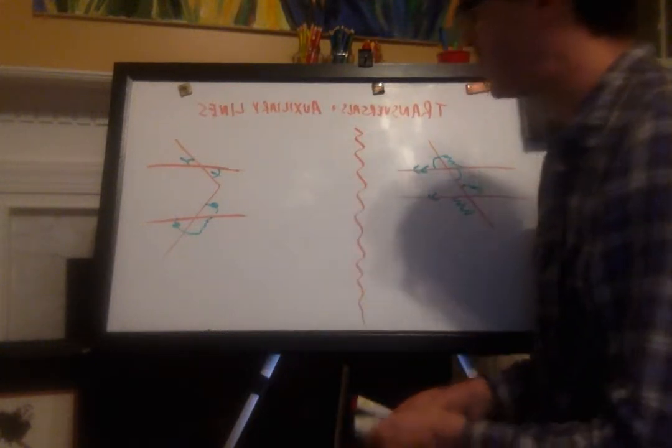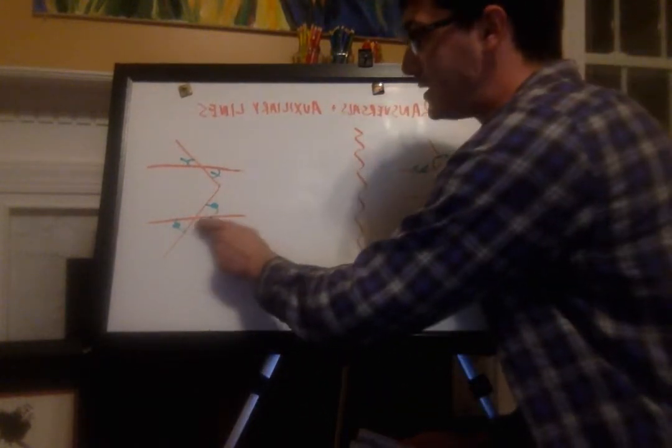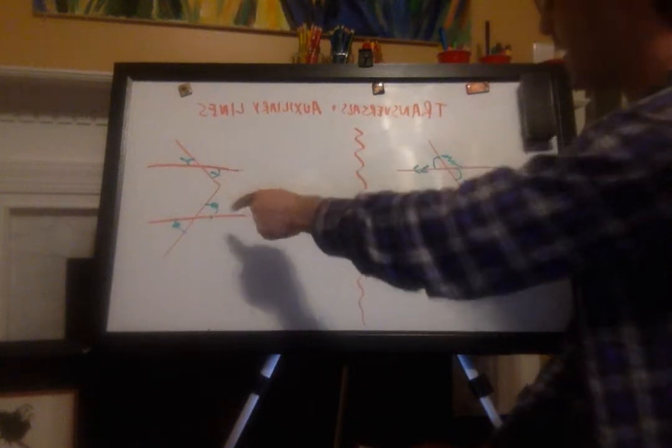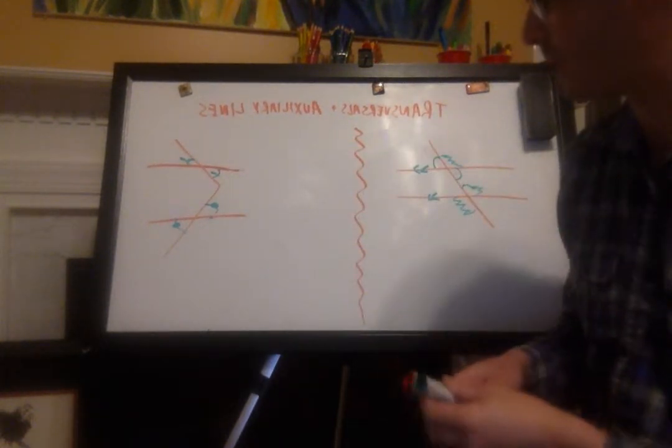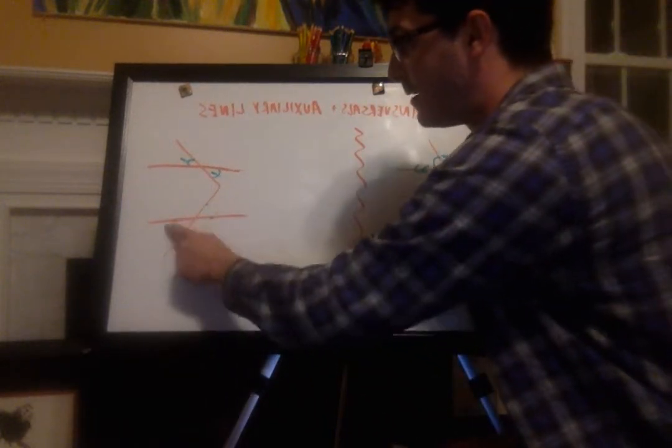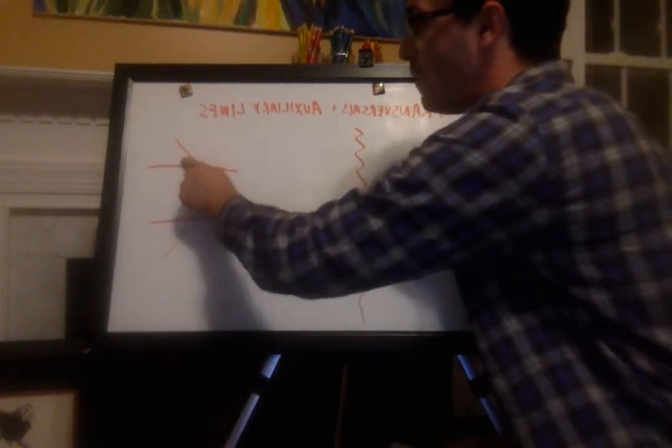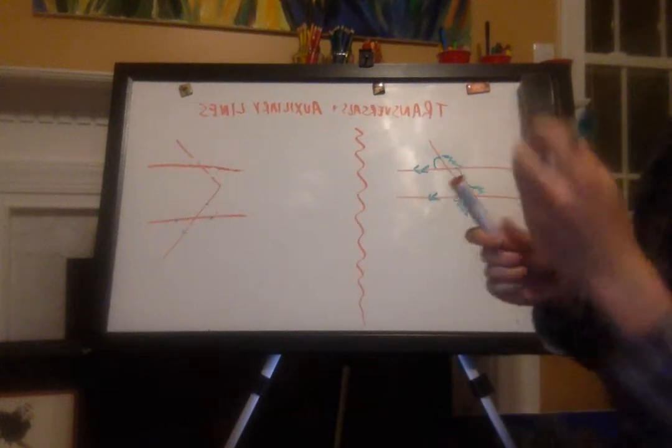Okay. However, what we're trying to do with this diagram is we're trying to make this diagram look more like this one. And that's where the auxiliary line comes in. The auxiliary line, I'm going to erase everything around this so that I can show you very clearly what an auxiliary line is.